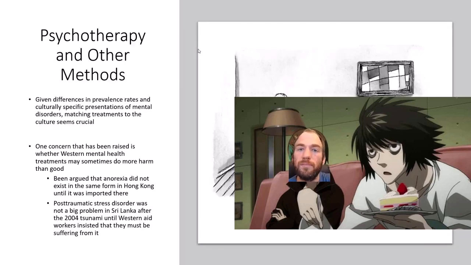Given cultural differences in prevalence rates and culturally specific presentations of mental disorders, matching treatments to the culture seems crucial. One concern that has been raised is whether Western mental health treatments may sometimes do more harm than good. It's been argued that anorexia did not exist in the same form in Hong Kong until it was imported there. Post-traumatic stress disorder was not a big problem in Sri Lanka after the 2004 tsunami until Western aid workers insisted they must be suffering it.